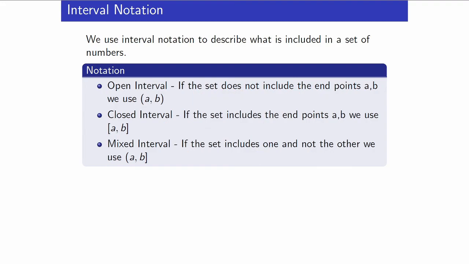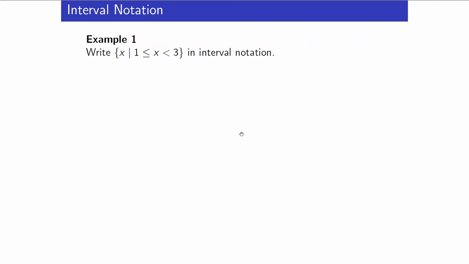So let's move on. We're going to do some examples now to really consolidate your understanding. So here's the question. Write x such that 1 is less than or equal to x is less than 3 in interval notation. In this case, we can actually write out the set. So what is this saying? What values are possible? So x can equal 1, x can equal 2, and can x equal 3? No, right? Because x has to be less than 3.